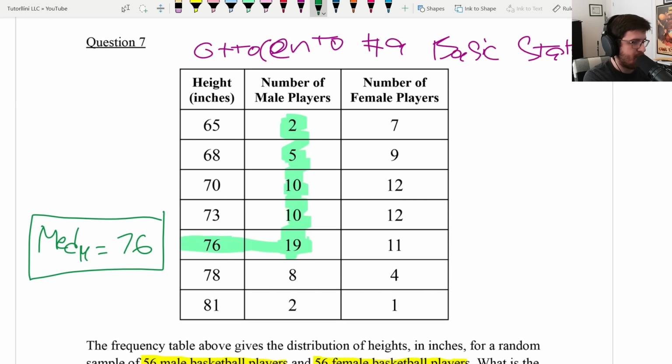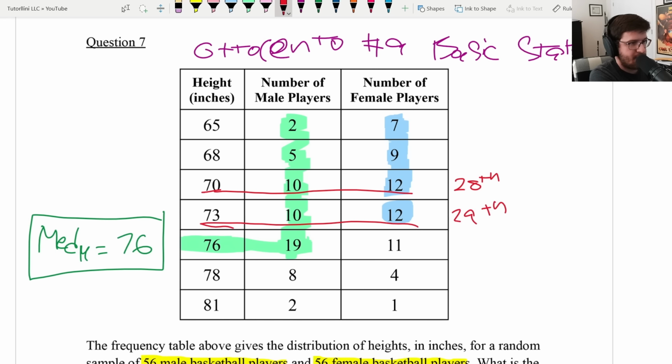Okay, now we're going to do the same thing for the females. Same deal, want to hit 28, 29. Okay, 7, no good. 7 plus 9, that's 16, no good. Plus 12, that's 28. Okay, so the 28th is here, which is a 70. And if we add 12, we get 40. So certainly the 29th is here. So the 29th is a 73.